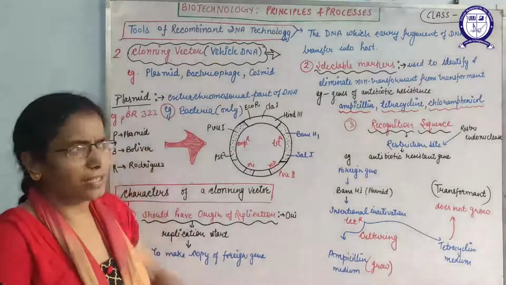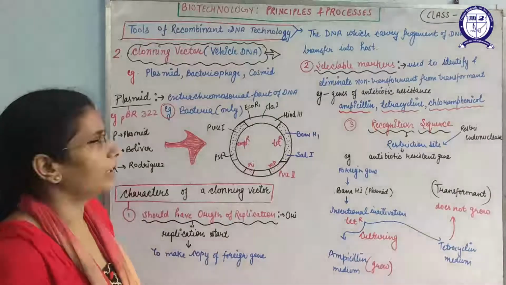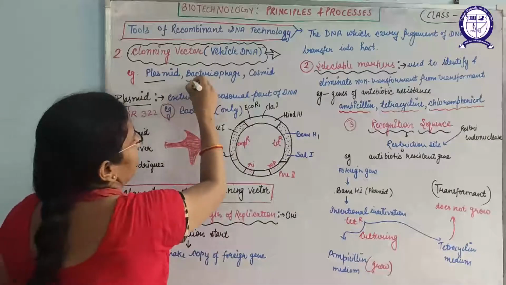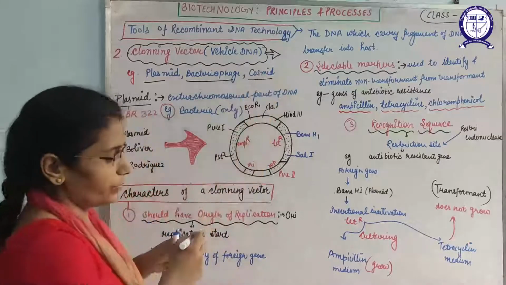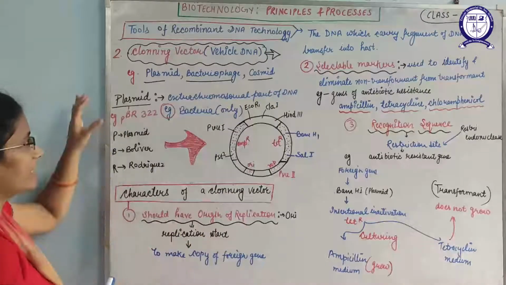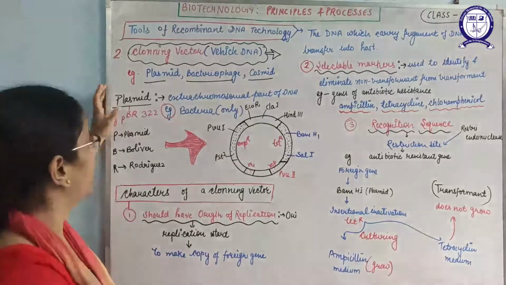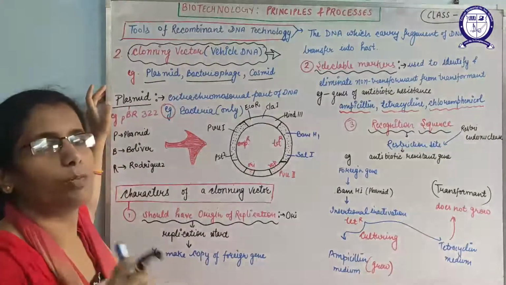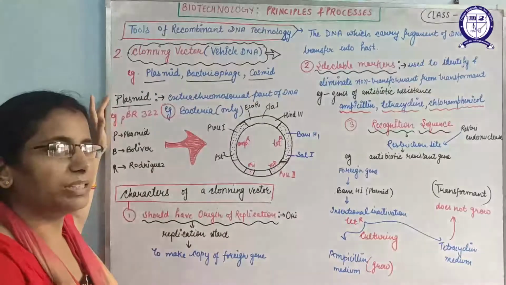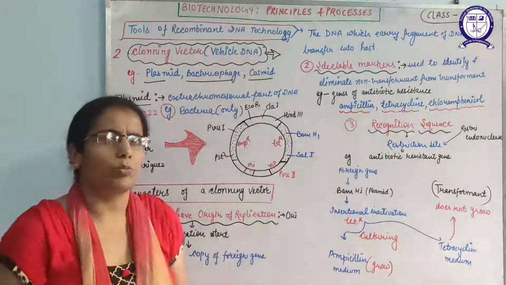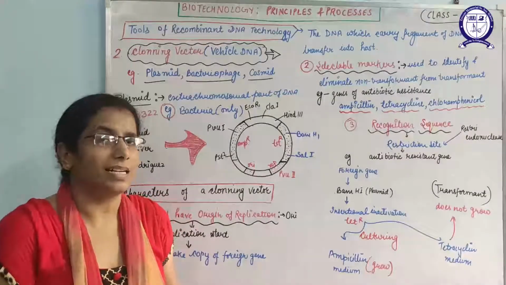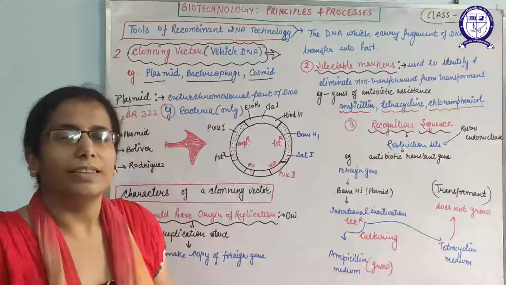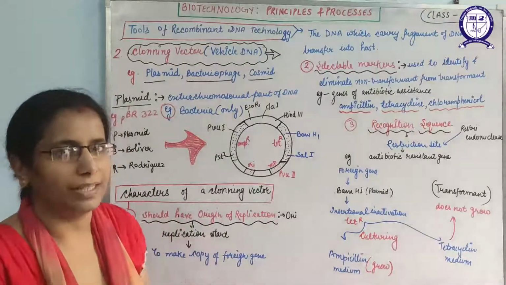So what DNA can we use as a vector DNA? We can say plasmid, bacteriophage and cosmid. First, we take the example of the plasmid. Plasmid is known as the extra-chromosomal part of the DNA. That means it is the extra genome found other than the genetic material. It is mainly found in prokaryotes, in the monera. That means it is found in all the bacteria.